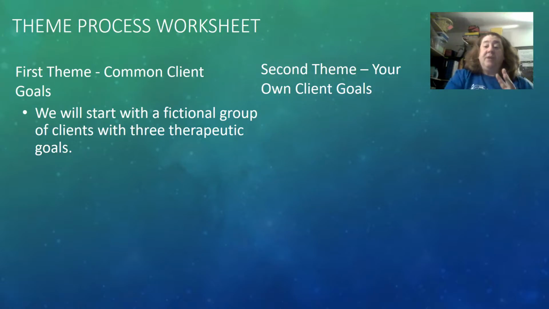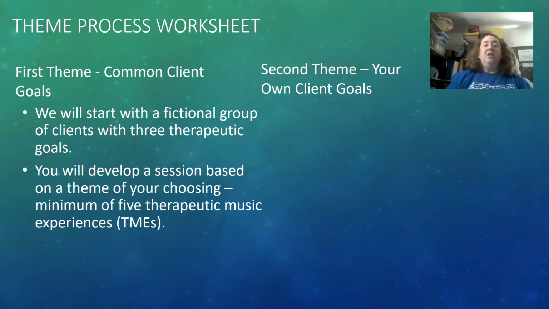They're going to have 3 different therapeutic goals, and it's going to be your job to develop a session based on a theme of your choosing. You're going to be able to choose whatever theme you want to do, with those 3 therapeutic goals being your desired outcomes, and with a minimum of 5 therapeutic music experiences, or TMEs.